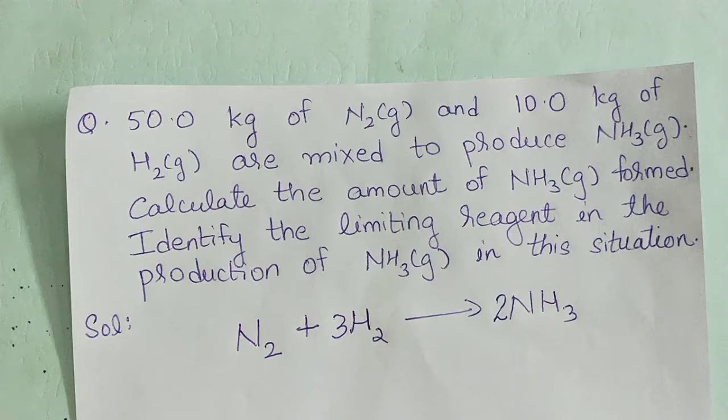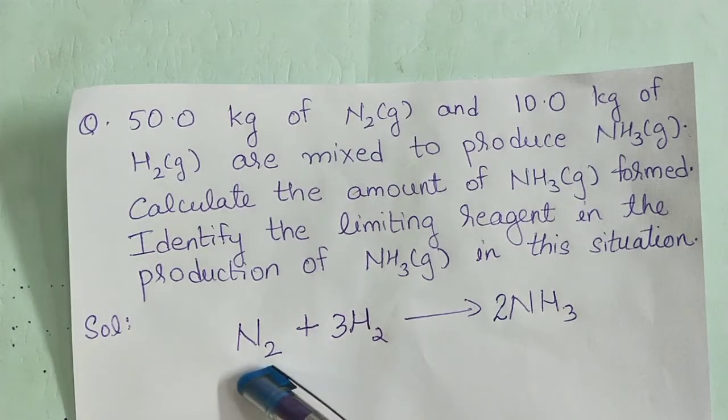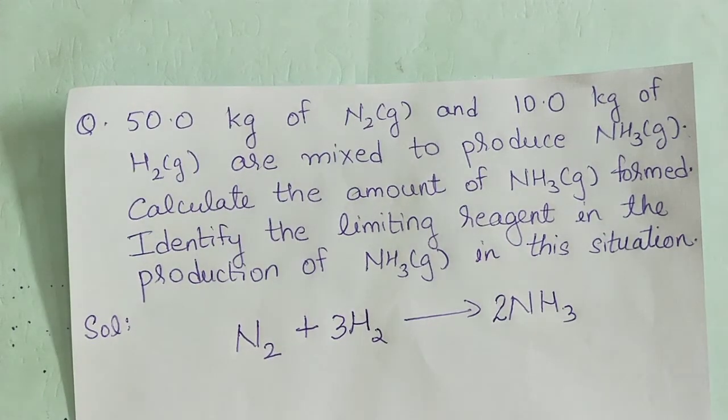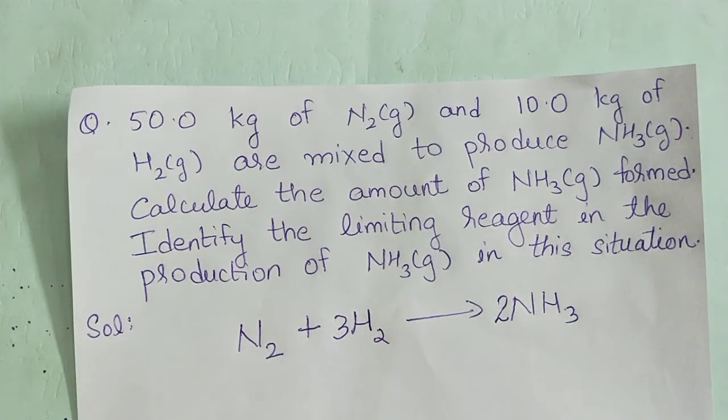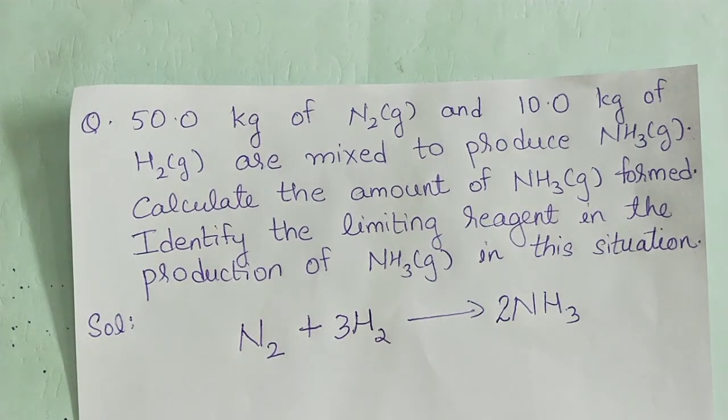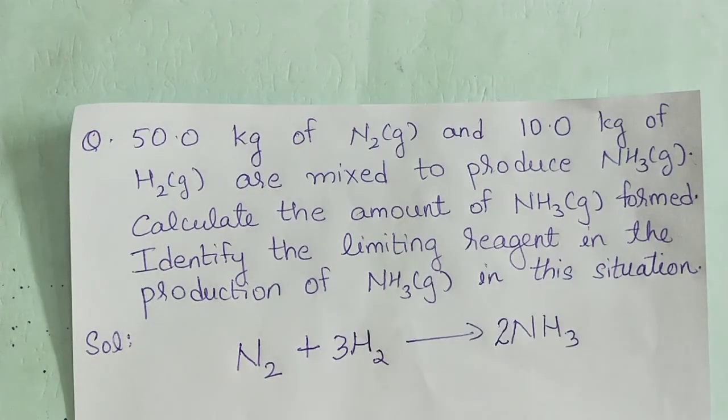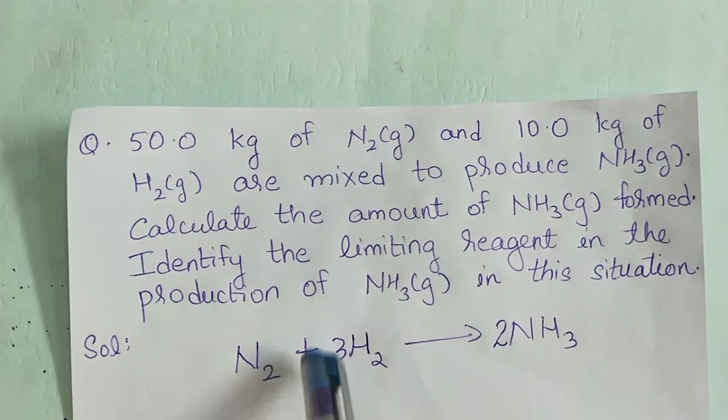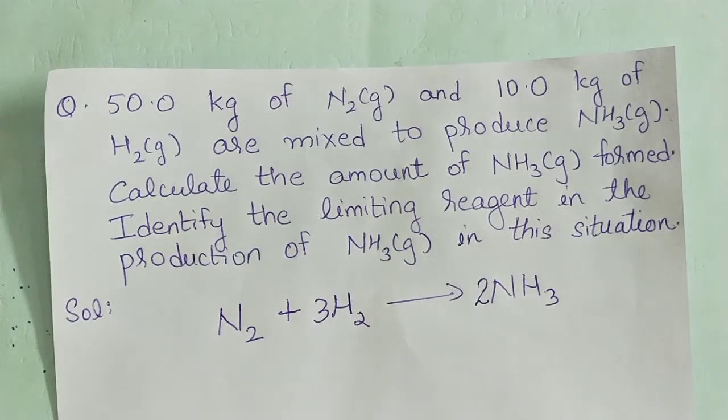So now this is a balanced chemical equation where 1 mole of nitrogen gas combines with 3 mole of hydrogen gas to give 2 mole of ammonia gas. This is a balanced chemical equation. So 1 mole of nitrogen gas is required to produce 2 mole of ammonia, and 3 mole of hydrogen gas is required to produce 2 mole of ammonia.